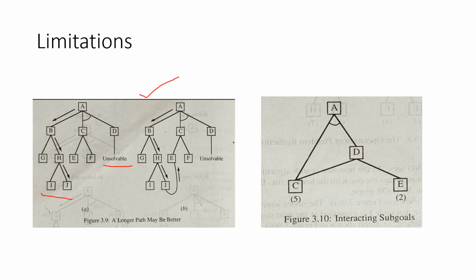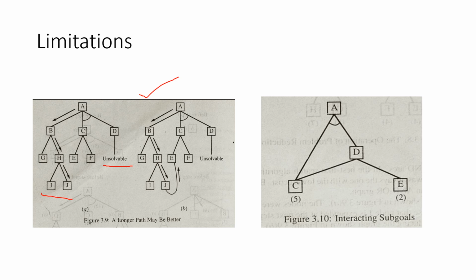So that means AO star may initially prefer a shorter or cheaper looking path, but later discover that it is an unsolvable path. So that is the one problem. AO star must backtrack and choose the longer but solvable path. So the local minimum does not always lead to a global minimum. We already discussed what is local minimum and global minimum. So heuristics can be misleading. Shortest may not be the best one.